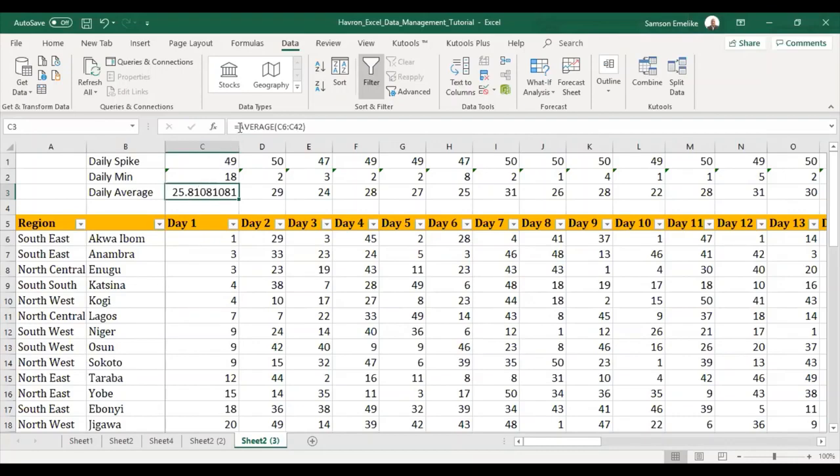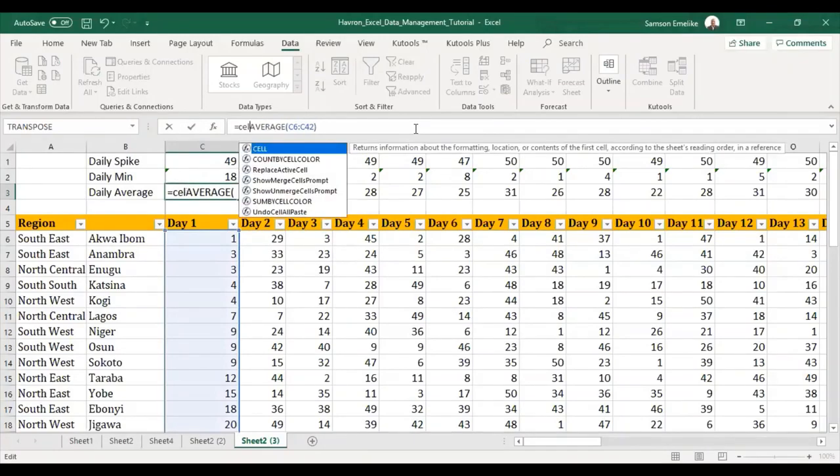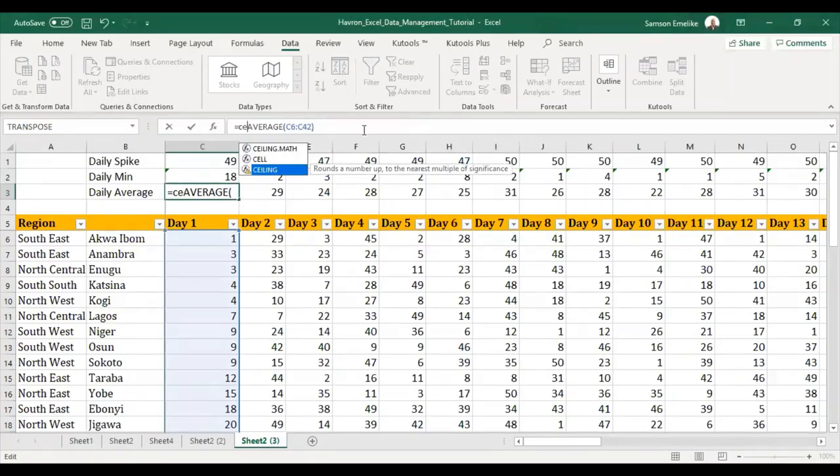Okay, so I come here. I am going to click my cursor here, and I'm going to start typing CEILING. I'm interested in this one. See it on the screen tip. It rounds a number up to the nearest multiple of significance. So this is what I want.